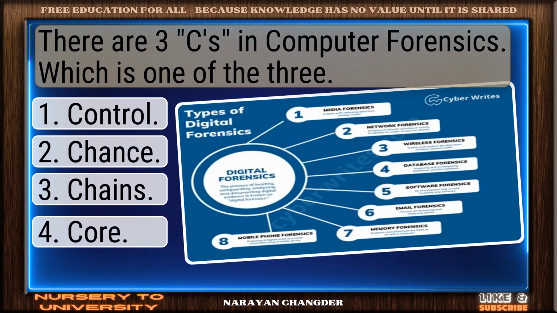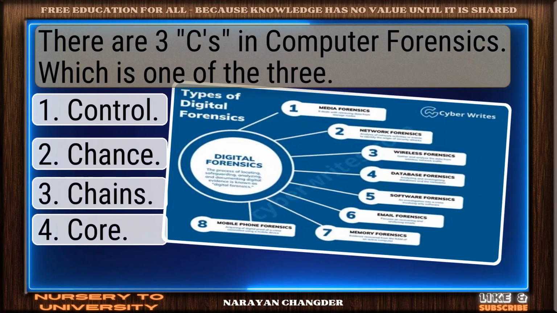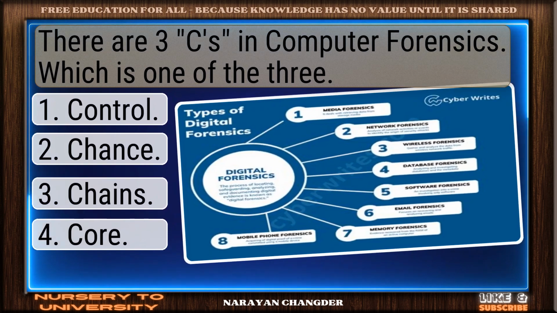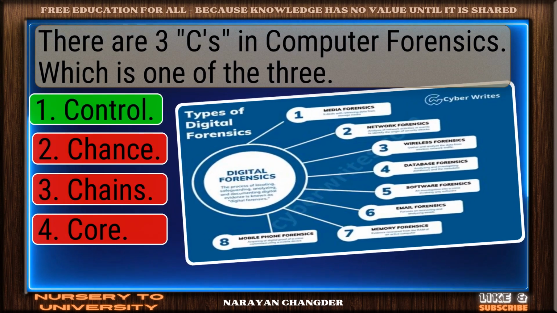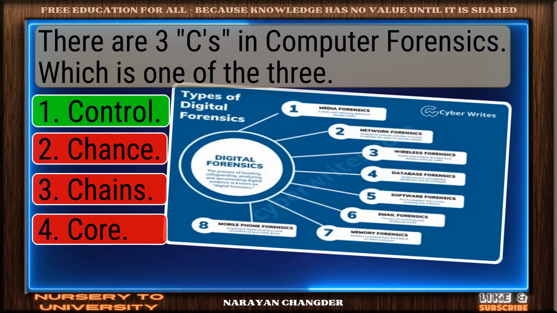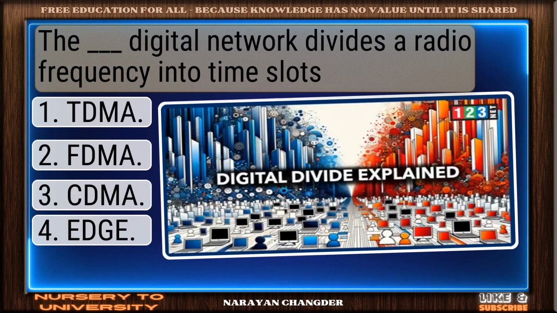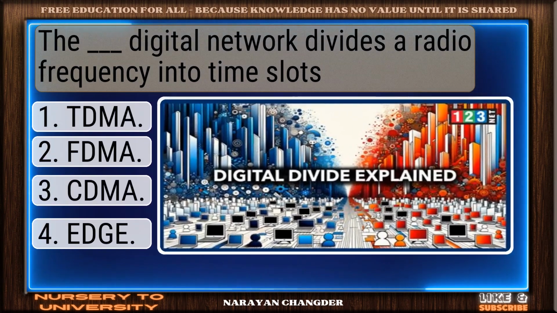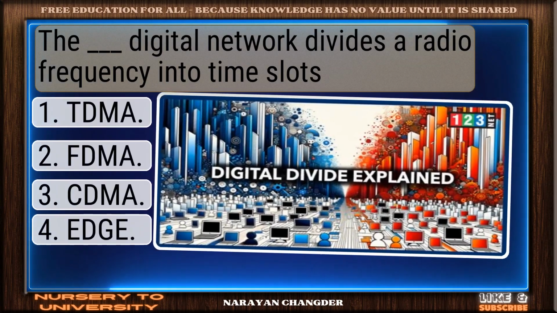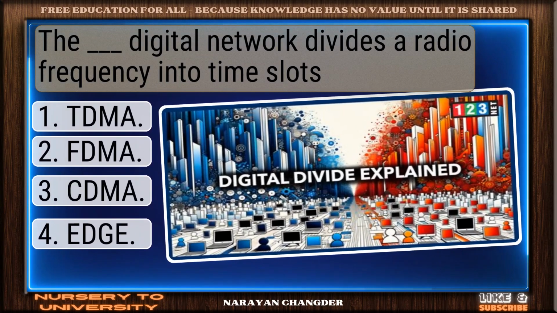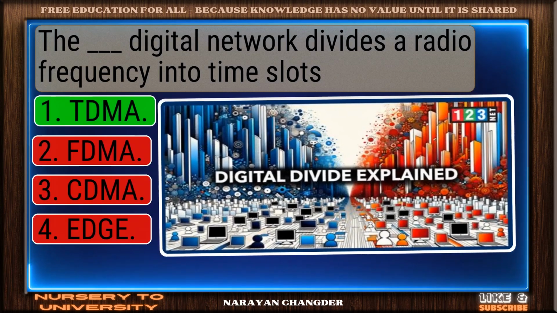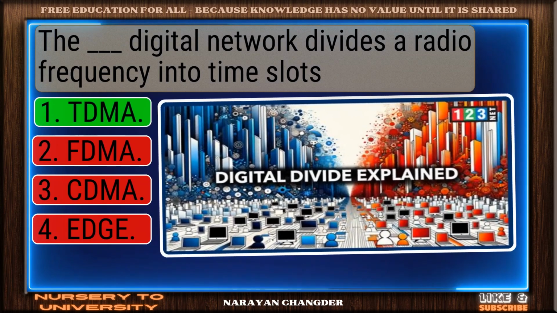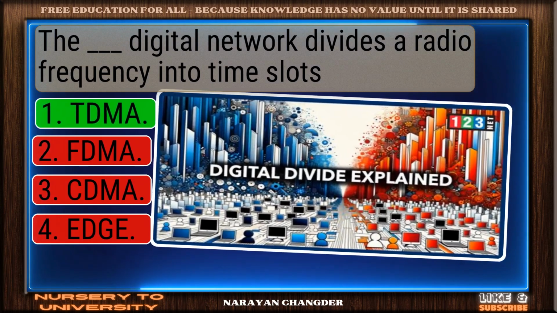Question number 58. There are 3 C's in computer forensics. Which is one of the 3? Excellent. Control is a brilliant choice. Question number 59. The dash digital network divides a radio frequency into time slots. Smart pick. TDMA is the correct choice.